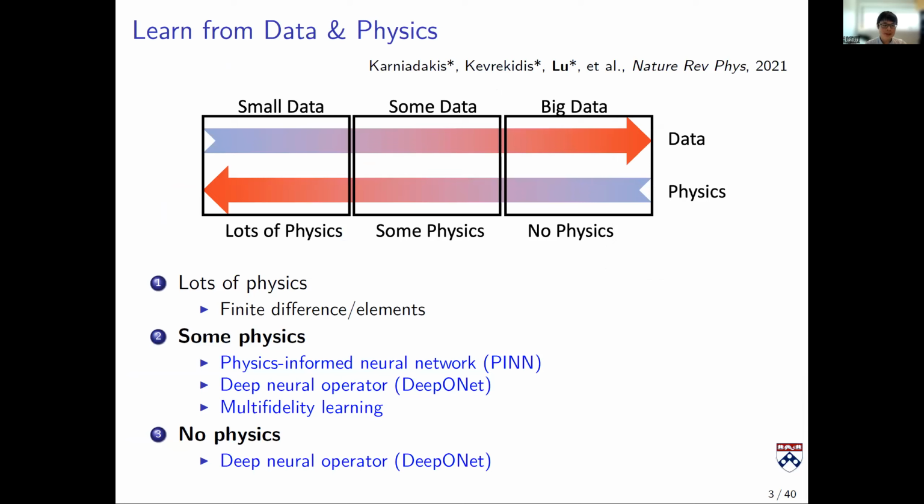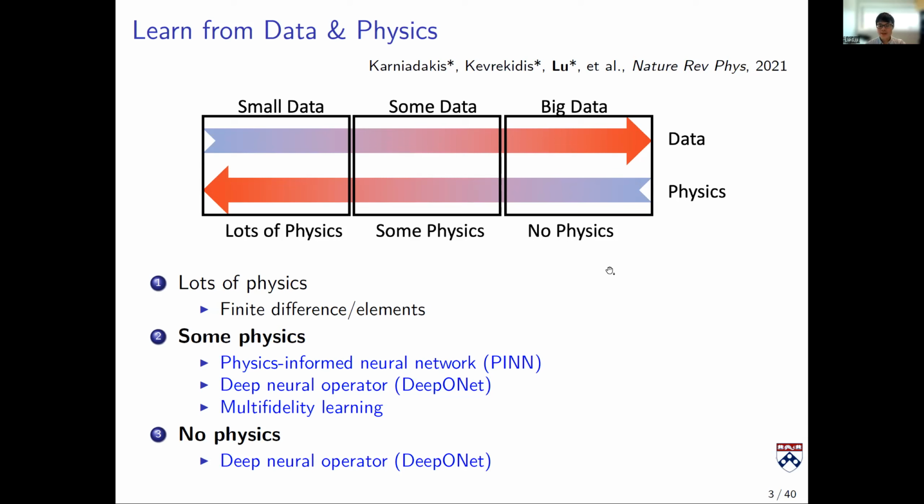In scientific machine learning, usually we learn not only from data, but also from physics. For standard applications, we usually have three types of problems. On the left, we assume we have lots of physics, but only a small amount of data. For example, if we have the complete PDE of the system, then the only data we need are the initial and boundary conditions. Then we can use standard methods, for example, finite difference or finite element, to solve the system.